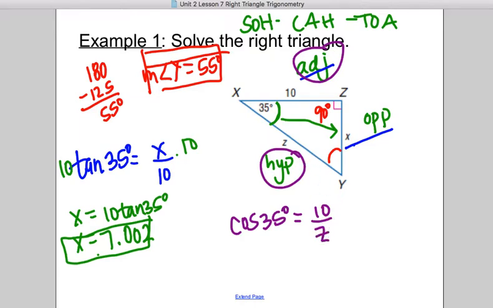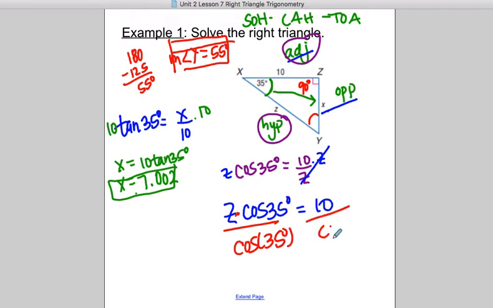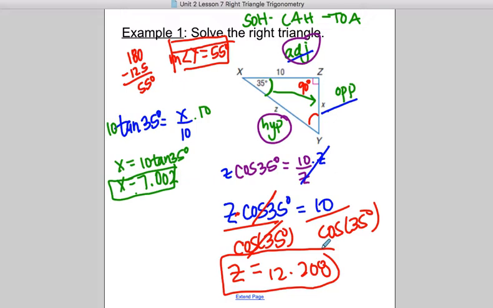This one requires a little bit more work, but the more we do of it, the quicker it will get. In order to solve this, the first thing I would do is get Z out of the denominator by multiplying both sides by Z. Those will cancel. Now I have Z times cosine of 35 degrees equals 10. Then to get Z by itself, I would divide by cosine of 35 degrees. So you type in 10 divided by cosine of 35 degrees, and when you round to 3 decimals, you should get 12.208. That would be your answer for example 1. You have solved for everything.